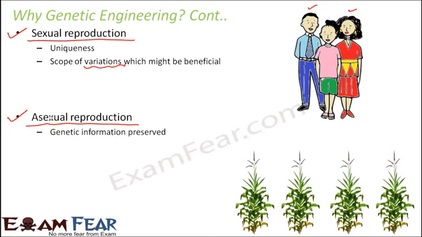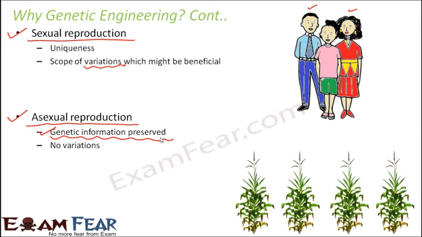So here the important feature is that the genetic information is preserved. Whatever genetic trait was present in one organism, the exact thing is going to be passed on to the next generation. So that is the feature of asexual reproduction. Here we do not see any variations. So these were the two ways by which new organisms are produced.